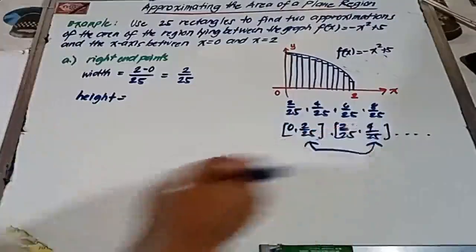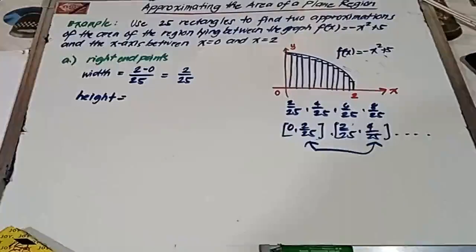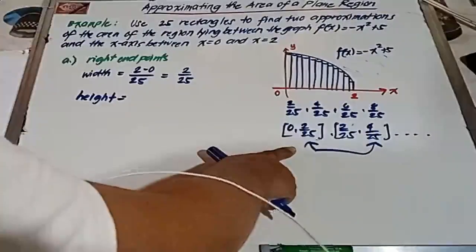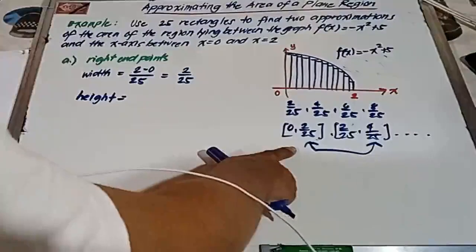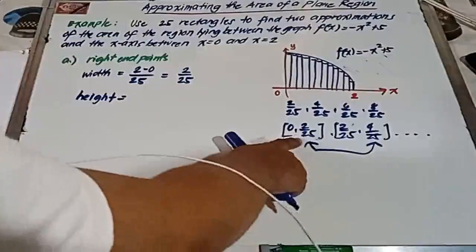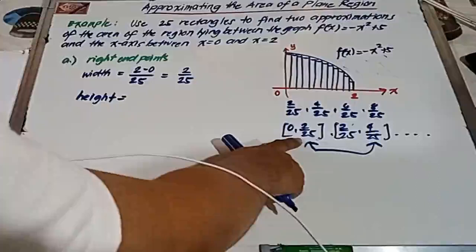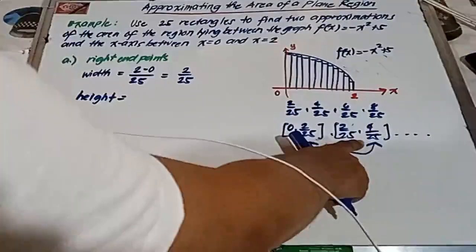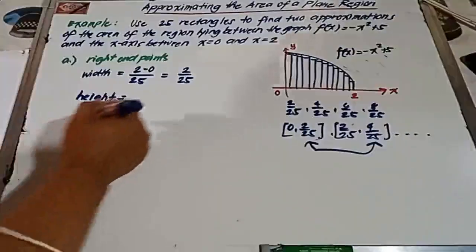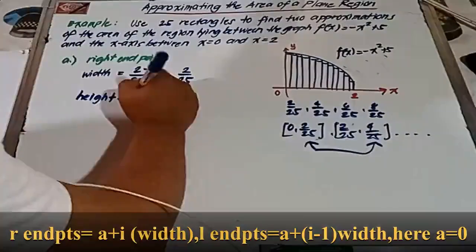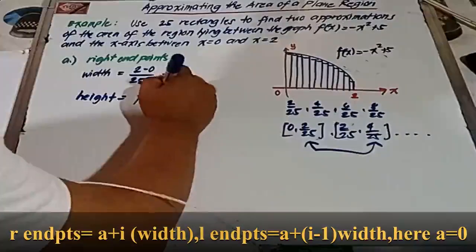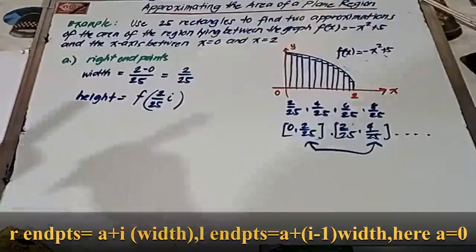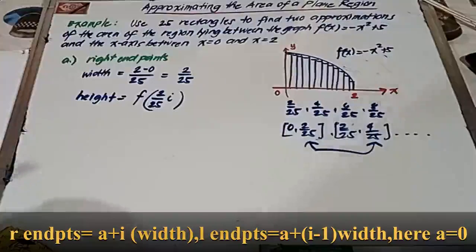Yung mga right endpoints. Now, ano yun? So, that is, multiply lang natin ng i, i equal to 1 to 25. For this endpoint, that is 2 over 25 times 1. For this endpoint, right endpoint, that is 2 over 25 times 2. So, therefore, the height of the rectangle is f of 2 over 25 times i. Okay, yan na yan.